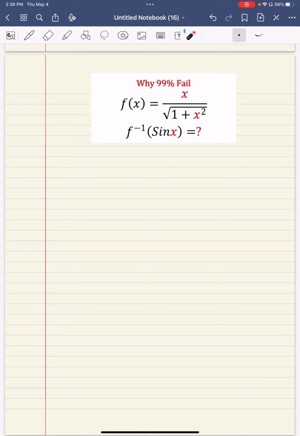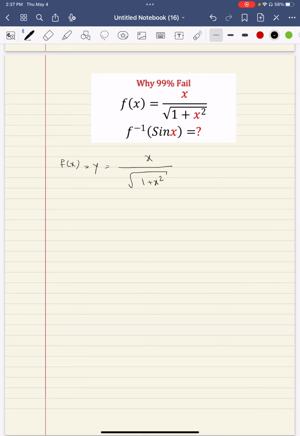So in today's video I'm going to solve a nice question which says that if f(x) is equal to x over root 1 plus x to the power of 2, what would be the inverse of the function at sine x? So the very first thing is to rewrite the question.